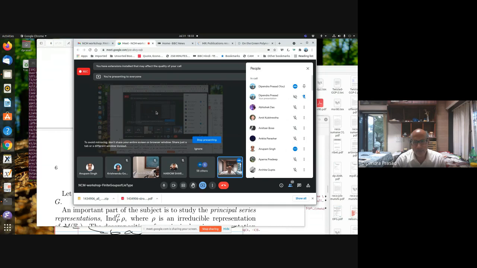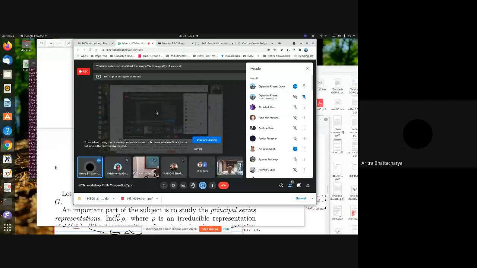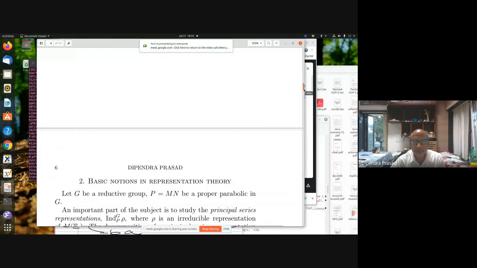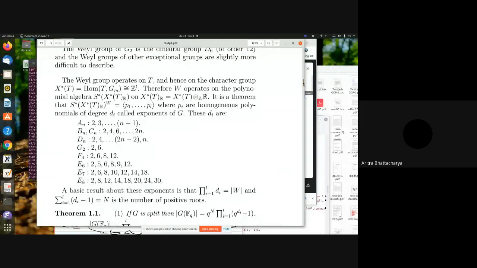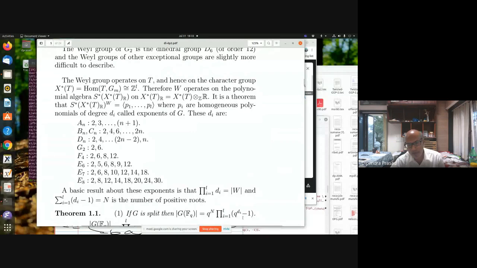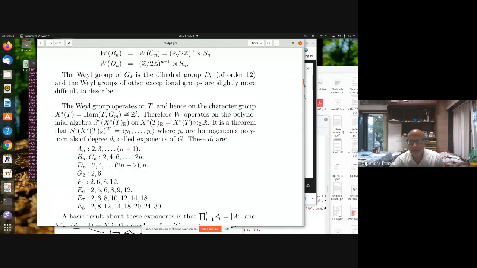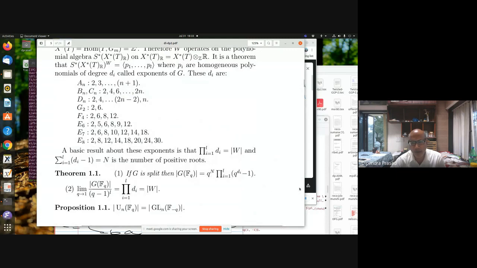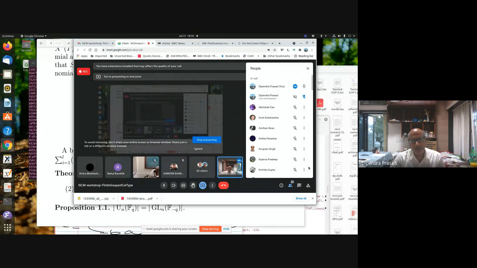Could you go back to the previous slide? Sure. So what does GL_n(F_{-q}) mean? You know, it's a polynomial in q, and once it's a polynomial in q, you can put q to be minus q. Supposing it was (q minus 1)(q squared minus 1), then you put q equals minus q, and therefore it will become (q plus 1)(q squared minus 1), which is the order of U_2(F_q). So q minus 1 has become q plus 1, and the q squared minus 1 factor will remain as it is, times q.